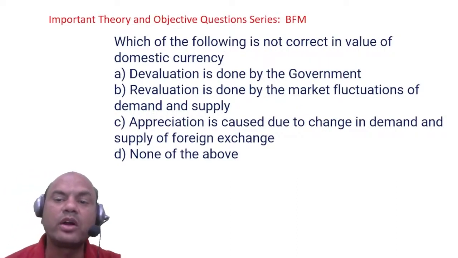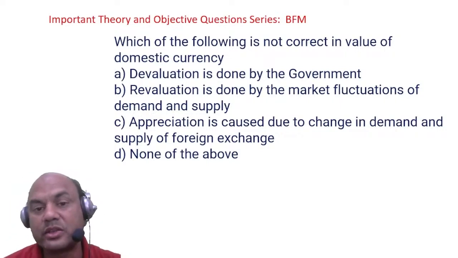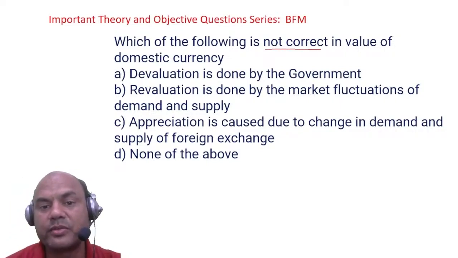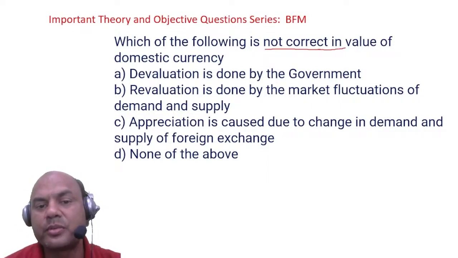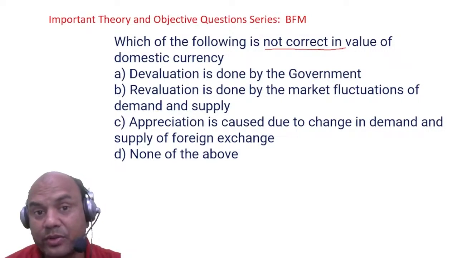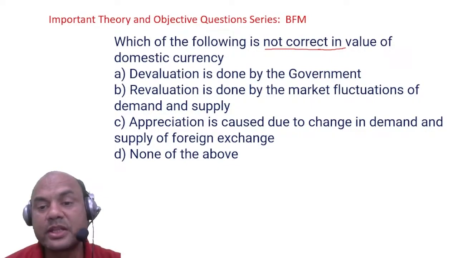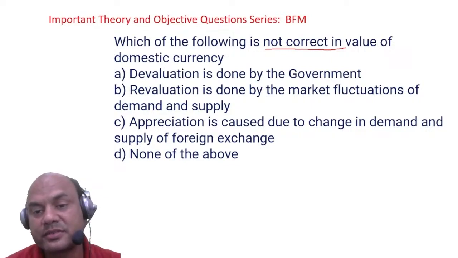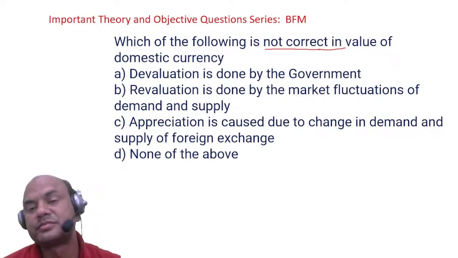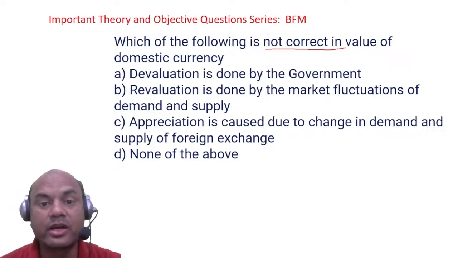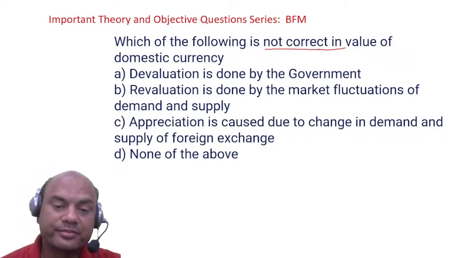Which of the following is not the correct value of the domestic currency? Not the correct value. Devaluation is done by the government. Just now I told you. Revaluation is done by the market fluctuations. Appreciation is caused by the change in demand and supply. And none of the above. Not correct. Think over it again.